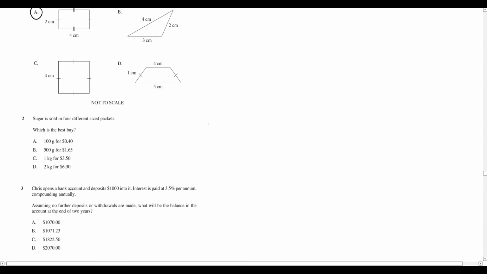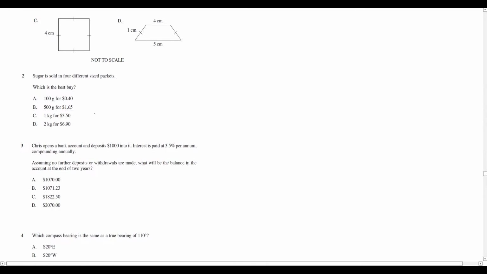Question 2. Sugar is sold in 4 different sized packets, so which is the best buy? What I'd recommend doing here is to bring everything either down or up to a common factor. So for me right now I might say let's bring everything up to 2 kilograms. For part C, to get that to 2 kilos, I'd have to times that by 2. So 350 times 2 is going to be $7.